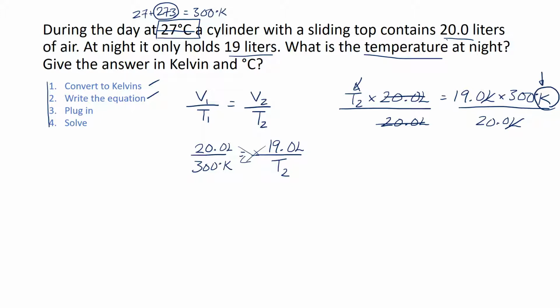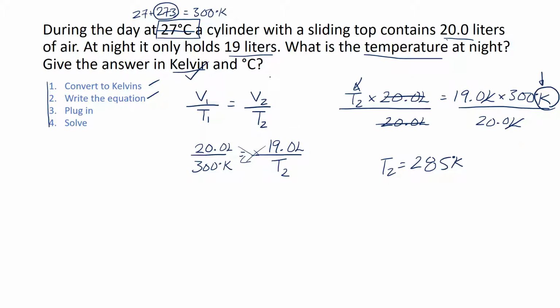So now we just have to solve. So it's 19 times 300 divided by 20. And I got 285 kelvins. All right, so T2 is equal to 285 kelvins. Right, and done. We have the kelvins done.